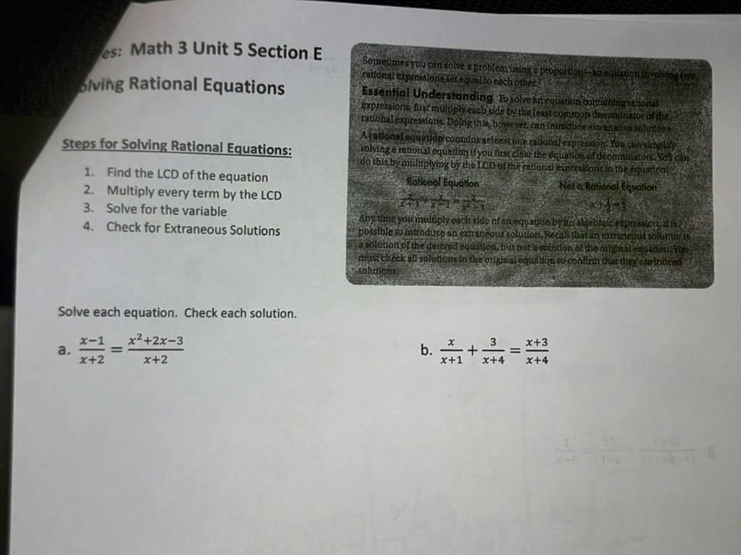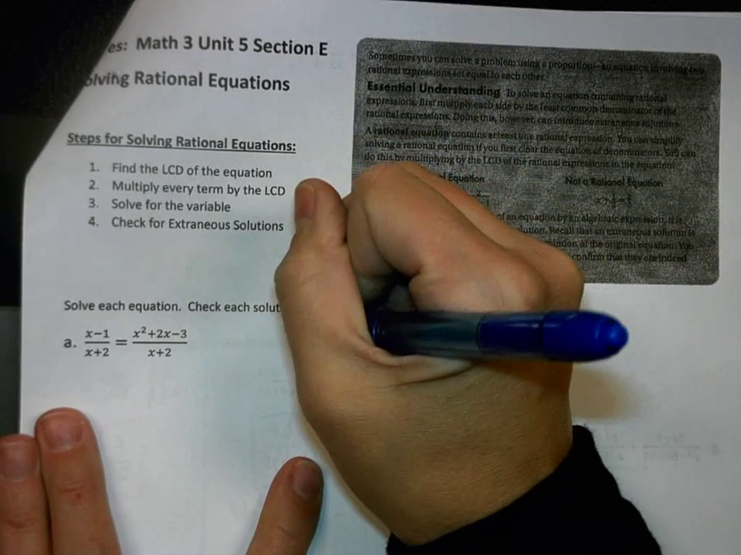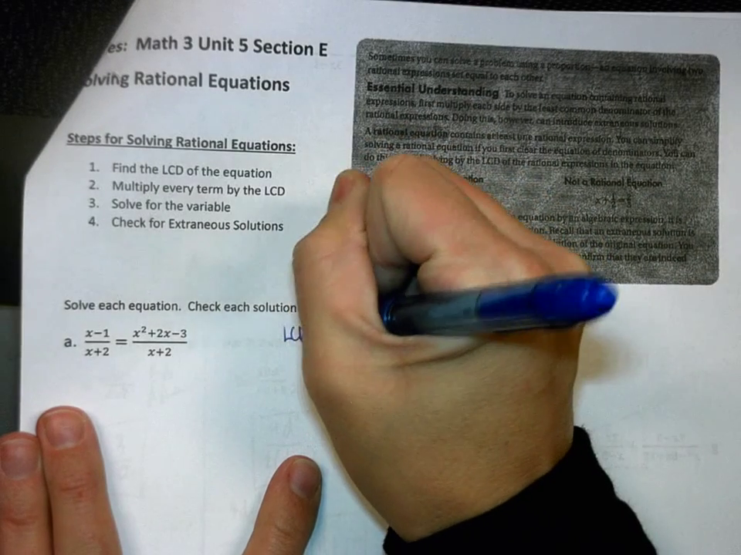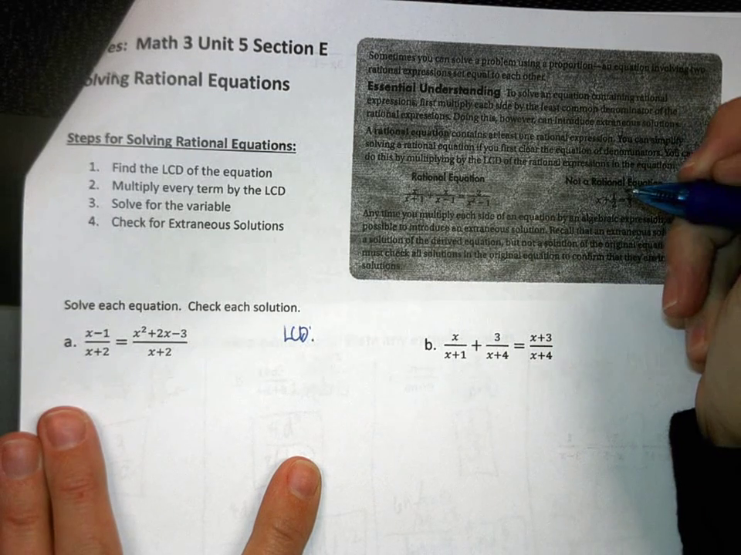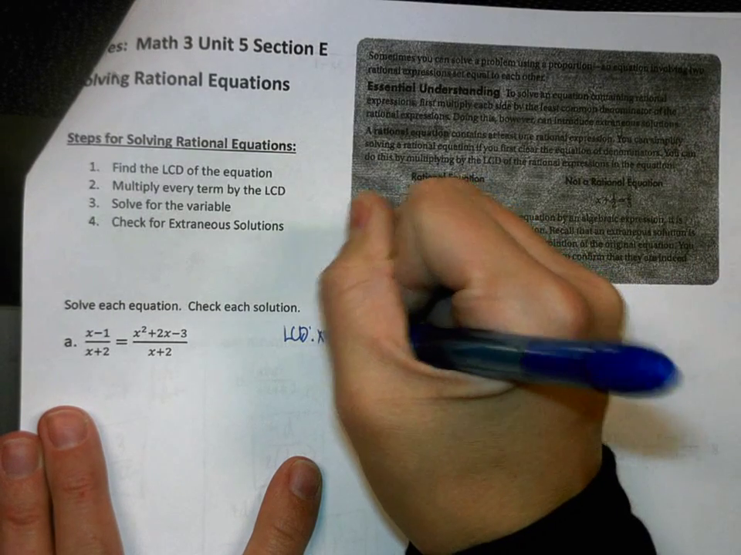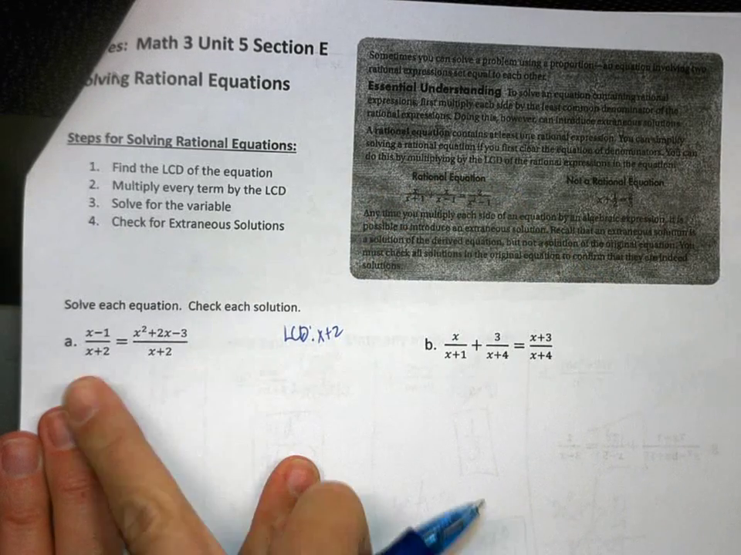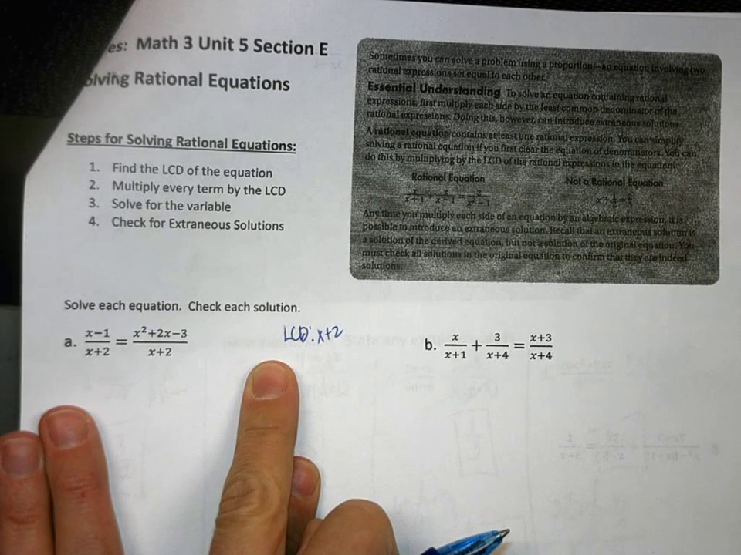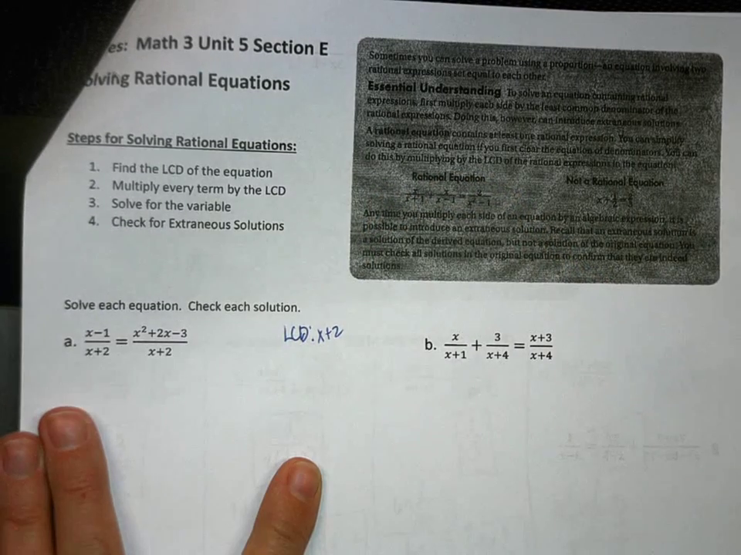Before you start every problem, there are usually two things I like to do. Number one is find the LCD, and then number two, find all of the extraneous solutions. So on this problem, what would be my least common denominator? X plus 2. Good. Because both of these denominators are x plus 2, my common denominator would just be x plus 2.